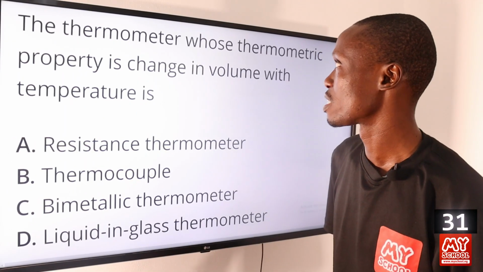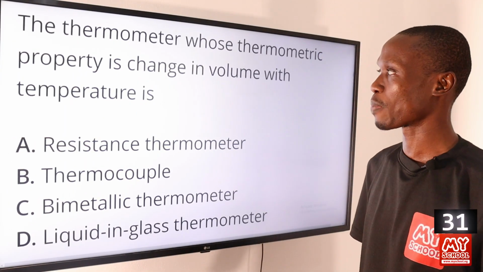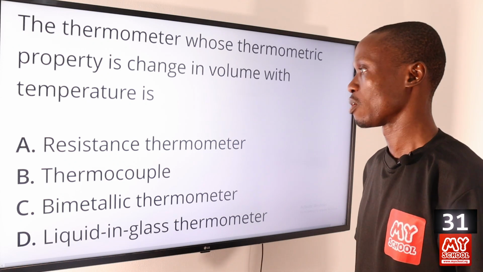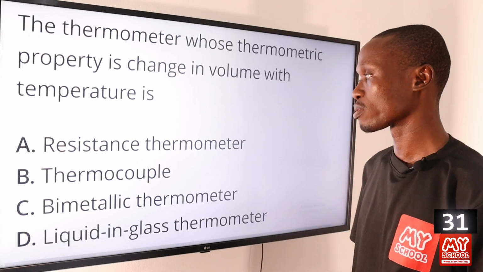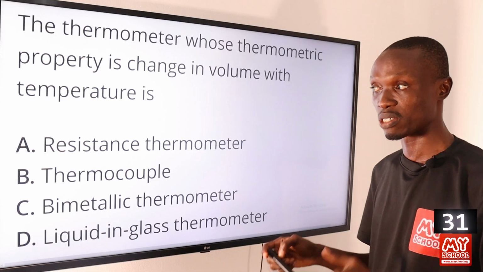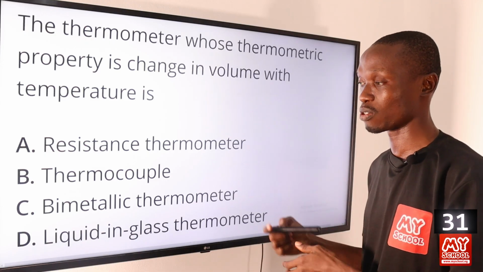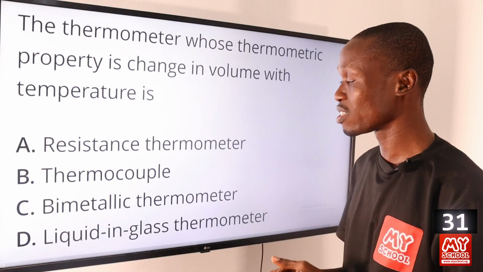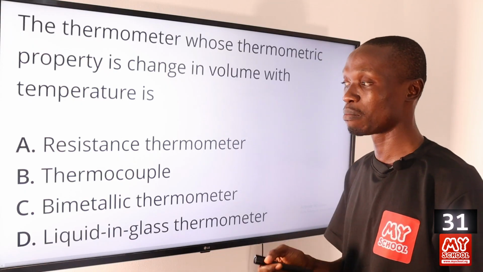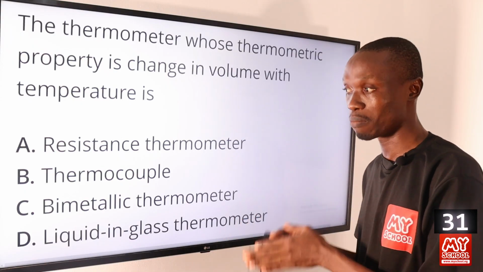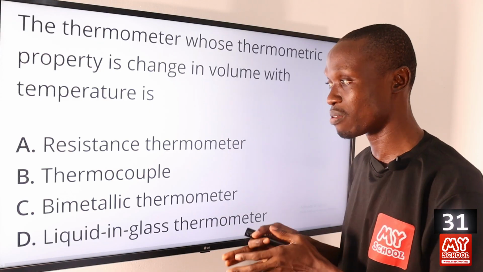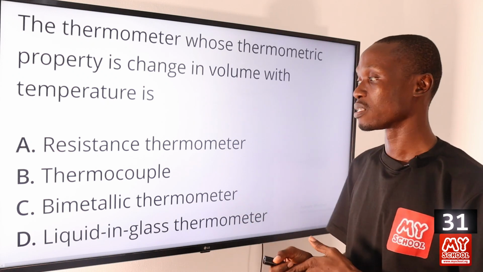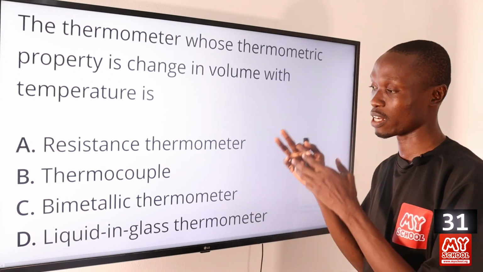Question 31. The thermometer whose thermometric property is change in volume with temperature is. A, we have the resistance thermometer. So the resistance thermometer measures temperature based on change in electrical resistance of a material with temperature. So that's not the answer to this question. While option B, we have the thermocouple. So the thermocouple consists of 2 bonded metals, and these two bonded metals generate voltage that is proportional to the temperature difference between the hot and the cold junction. And that's not the answer to this question.